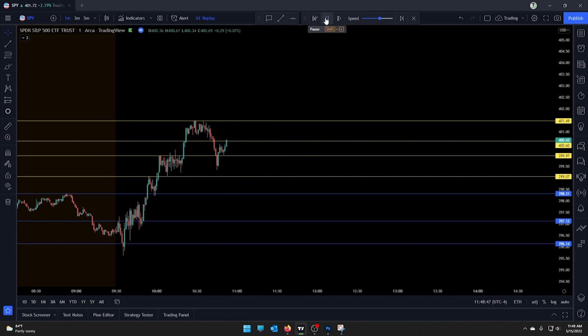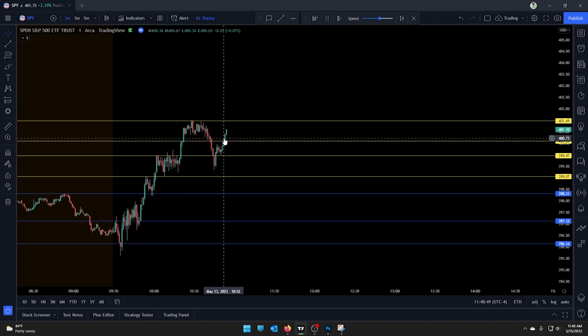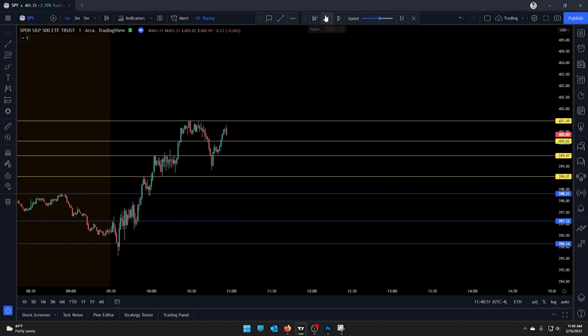There's our support, touch of the line. We break through the next one. Okay. Again, we'd be looking for a retest of the resistance we just broke through and what was at some point a previous support line if possible. Let's see what happens.